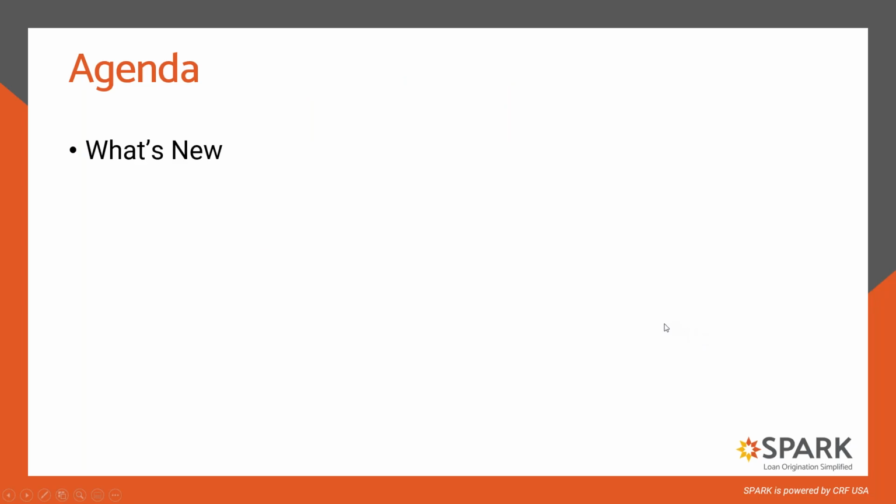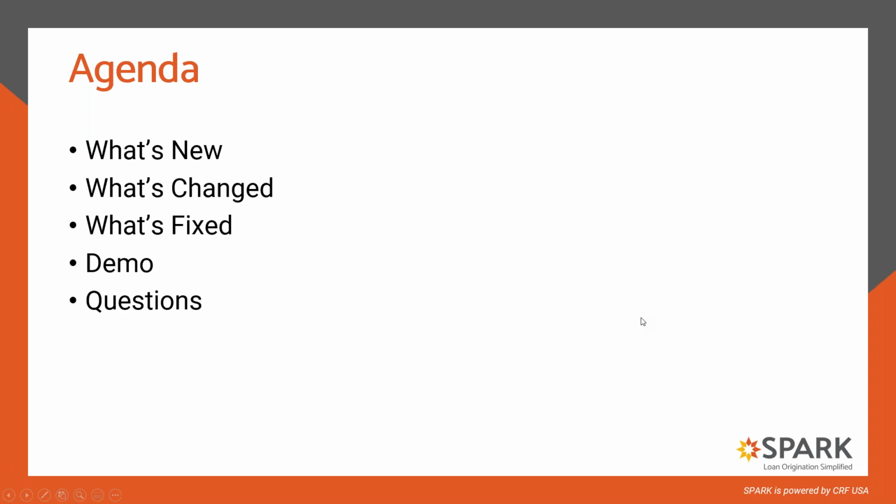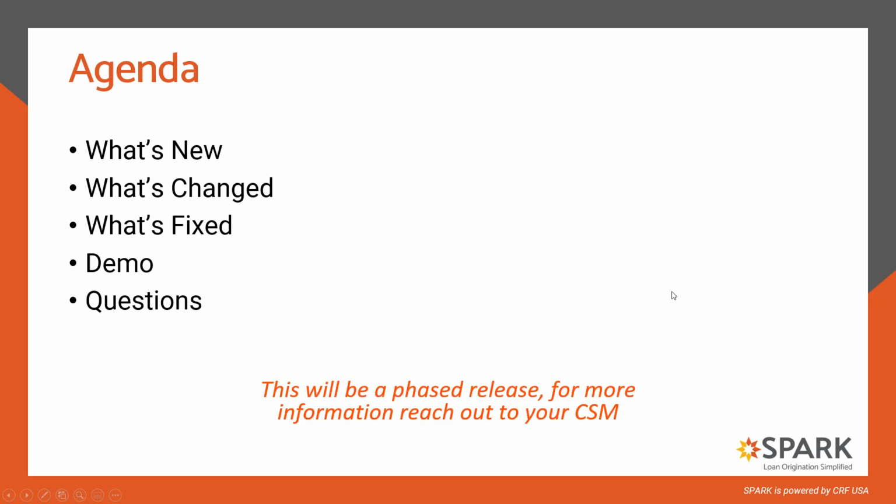All right, so per usual on the agenda today, we're going to go over what's new, what's been changed, what's fixed, a quick demo, and your questions. And unlike most of our standard Spark releases, this one will actually be a phased release. So for more information on that, please reach out to your CSM. We'll be scheduling some time with each of you individually as clients to go over what the schedule is going to be for your particular instance to get the 7.2 release.